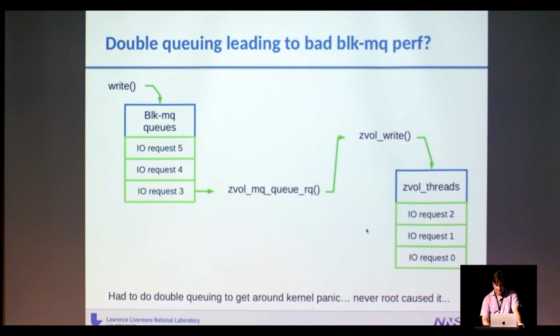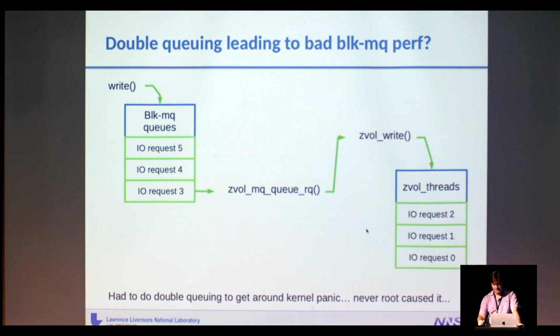Now, I mentioned that block multiqueue was a little bit slower in some of the cases, and I said I wanted to touch on it later. And this is the reason why I think it's a little bit slower. When you do a write with block multiqueue, it gets put into a queue in the kernel. And then at a certain time, the kernel is going to kick it out of the queue to your block driver, the ZVOL driver, to say process it. So that takes time. Once it goes into the ZVOL driver, then we spawn off a thread to deal with it. That takes time. So it kind of gets double queued, 2 wake-ups.